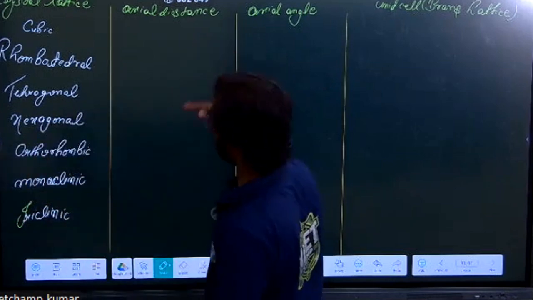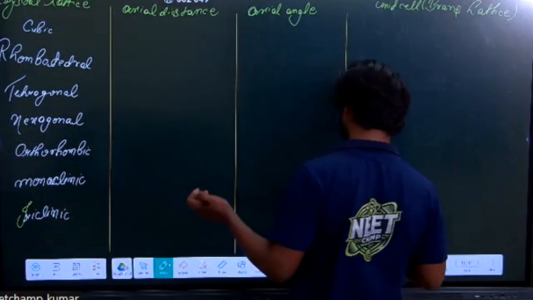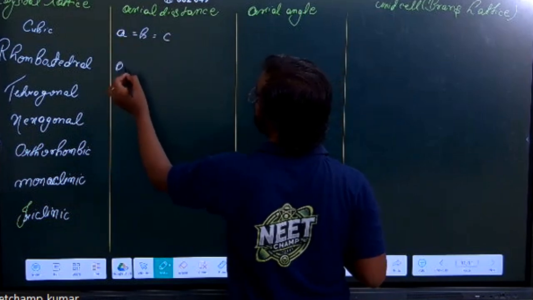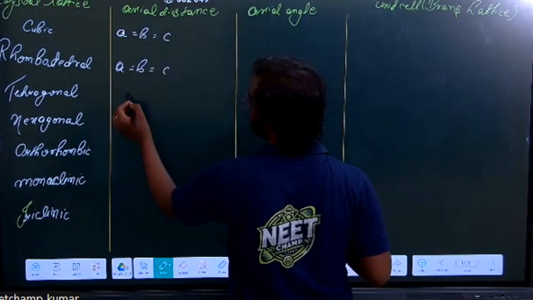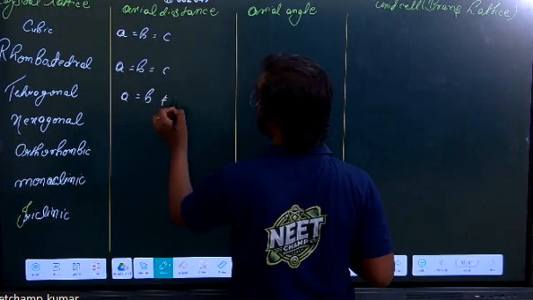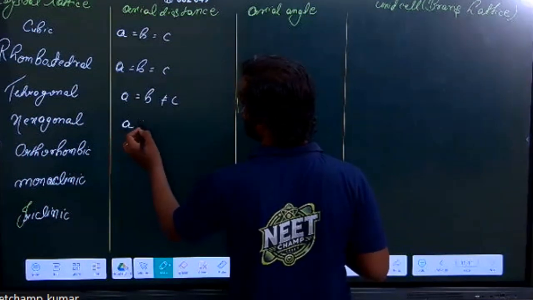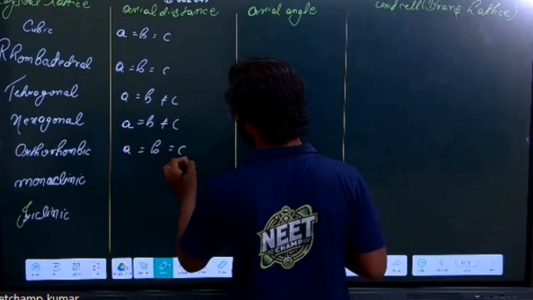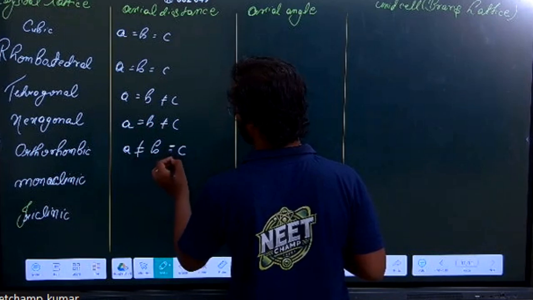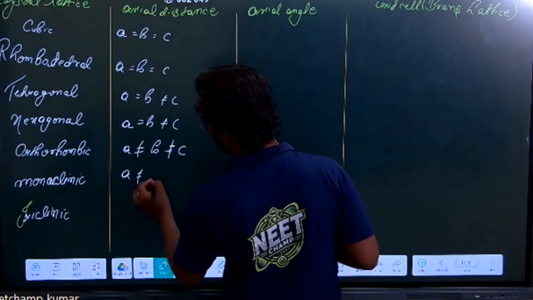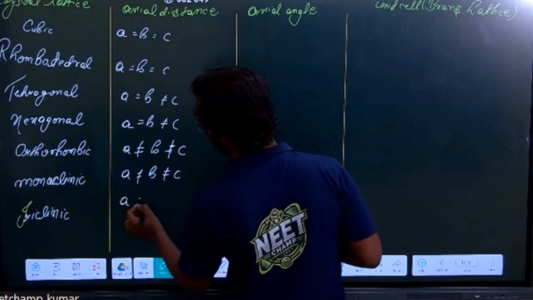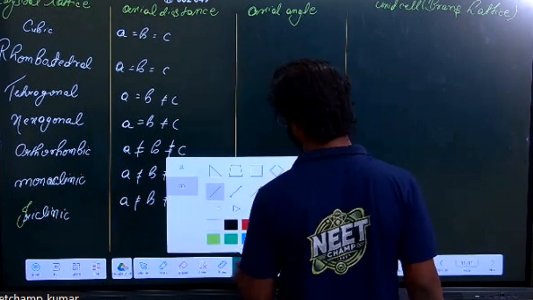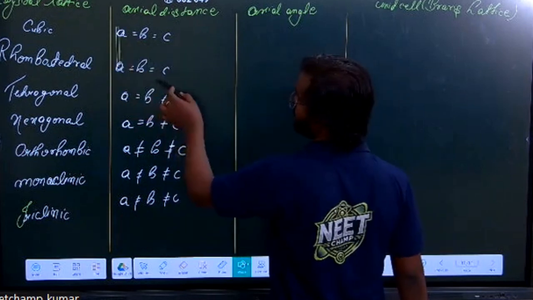Now, what are the different cases of axial distance? The different cases are: first A equal to B equal to C, then A equal to B equal to C, then A equal to B not equal to C, then A equal to B not equal to C, then A not equal to B, B not equal to C, then A not equal to B, B not equal to C, then A not equal to B, B not equal to C. So it is very easy to remember. If you see, there is a pattern.